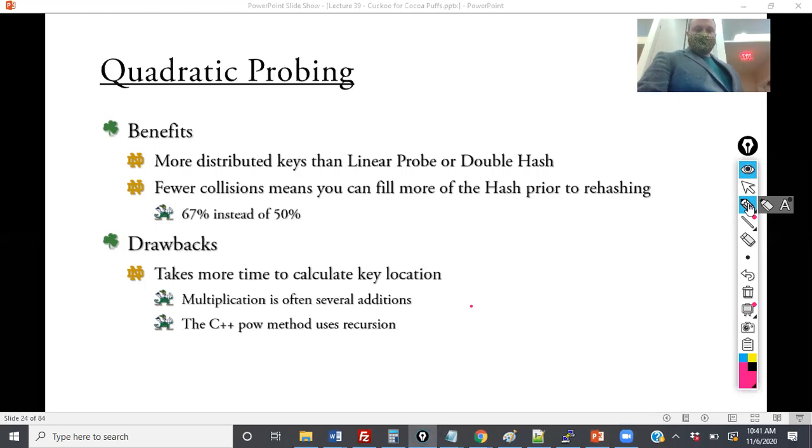And we've seen a couple examples of this in lecture. In particular, we learned all the way back at the beginning of the semester that the power method in C++ that calculates the power is actually recursive. Sometimes when you're using recursion, it can incur penalties in terms of the amount of memory used on the instruction stack.